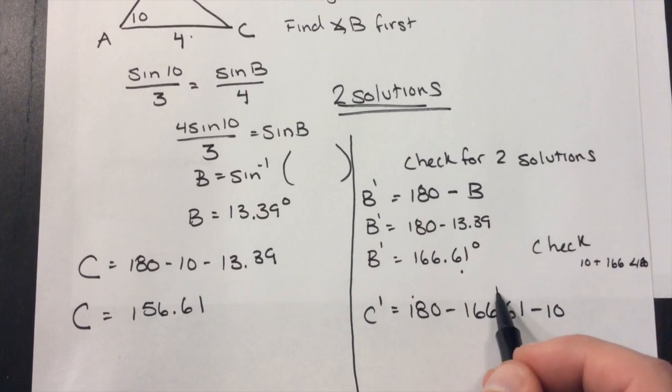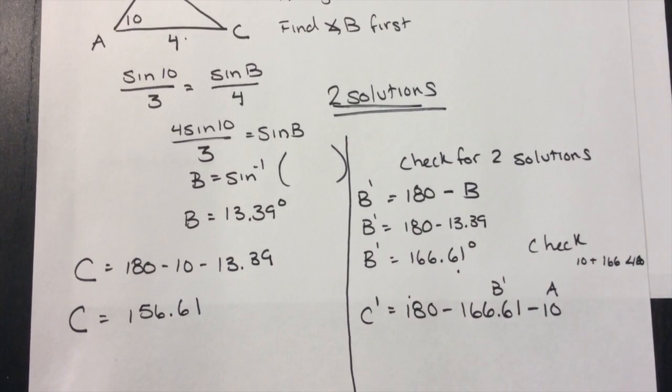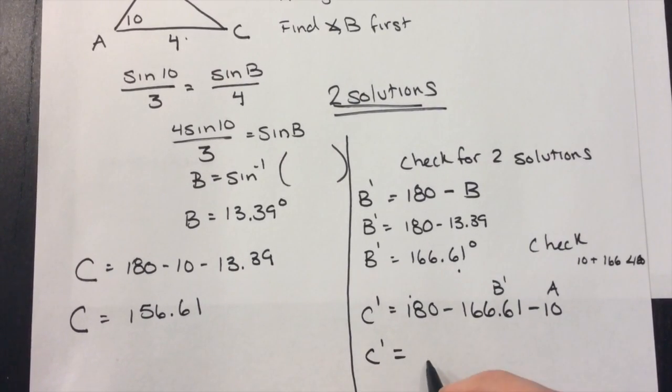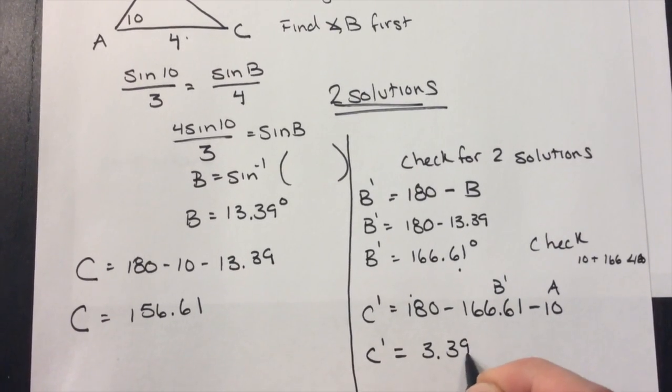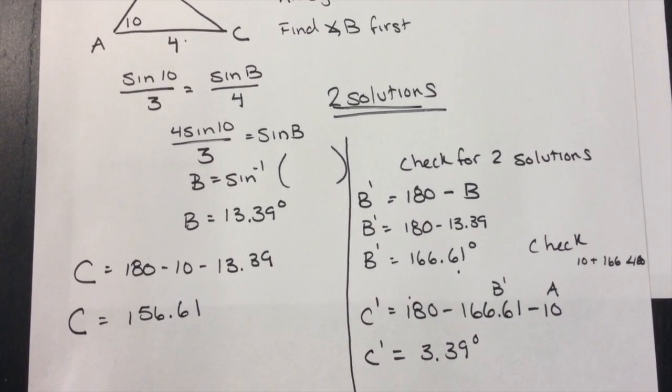But if B prime happens to be the largest angle, then C prime would be 180 minus 166.61 minus 10, because that's B prime and that's still A. So if it's 180 minus 166.61 minus 10, I'm just doing the calculator work off screen, C prime is 30.39 degrees, which is an incredibly small angle but it's still an angle.